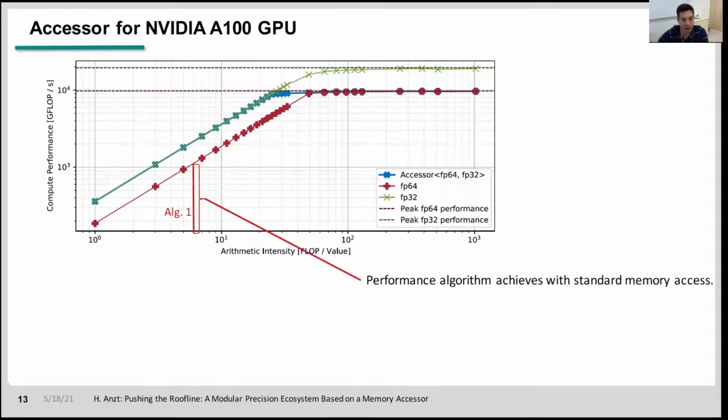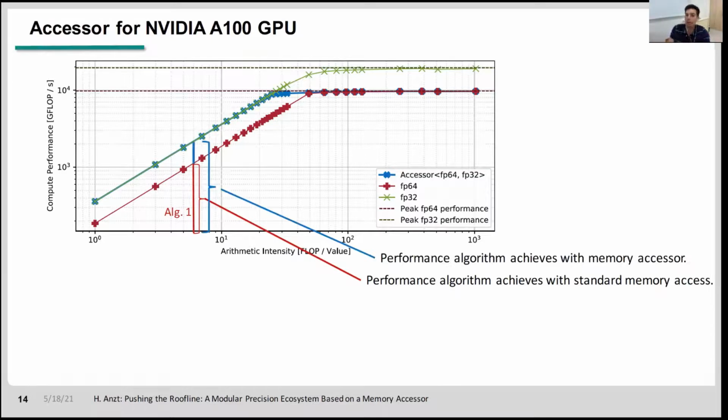If we now have an algorithm that is using double precision in all computations, in the standard implementation using double precision memory access, we would reach that performance. And if instead of using double precision reads and writes, we use the compressor and compress the data before doing memory operations, we actually achieve this performance. So that is a benefit. But the question is, is that at all useful?